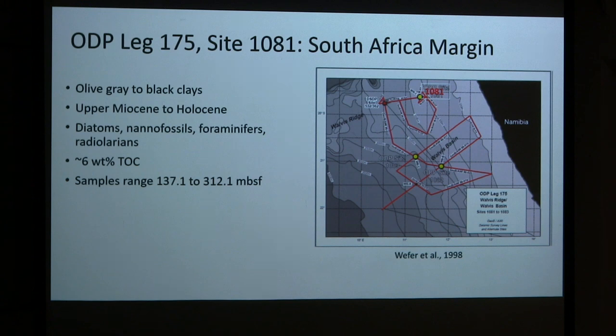The last site, the South Africa margin, it's off the coast of Namibia in the Walvis Basin. It contains pretty dark clays. The dates for this core span the Upper Miocene to Holocene. It contains many different types of fossils, about 6% by weight total organic carbon. And samples range from about 137 to about 312 meters below seafloor.